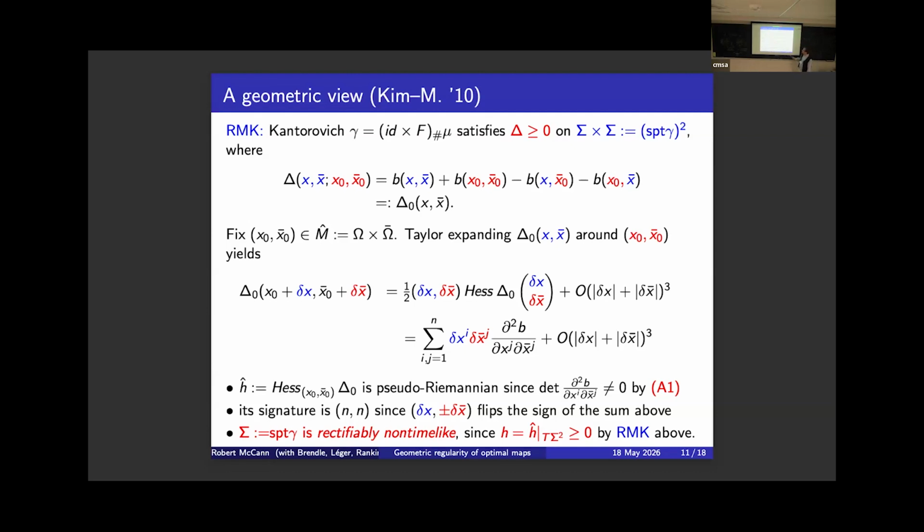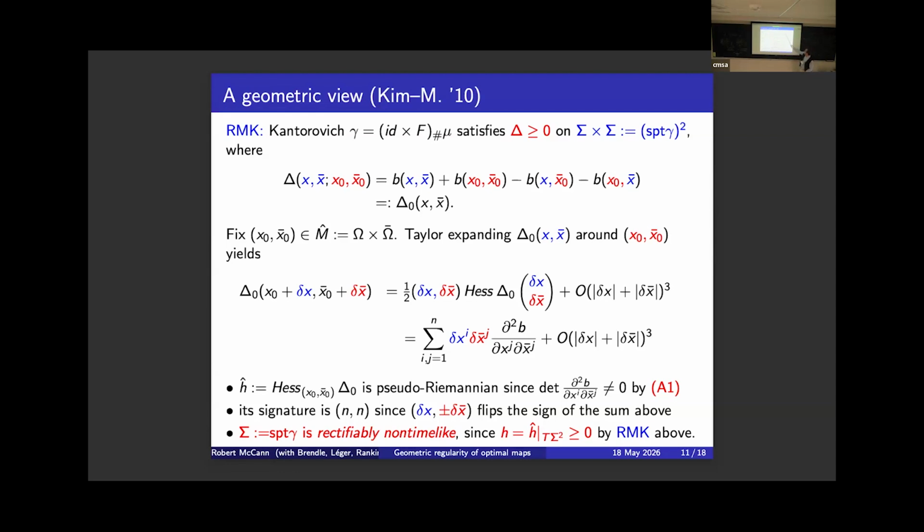And on the other hand, if I think about keeping the sign of this perturbation fixed and flipping the sign on this perturbation, I'm going to flip the sign on the overall thing, because this only involves products of the x and x bar variables. And so that tells me for every space-like direction for this metric tensor, there has to be a time-like direction and vice versa. And so that's how I come to the split signature. So the signature of the metric has to be (n, n).